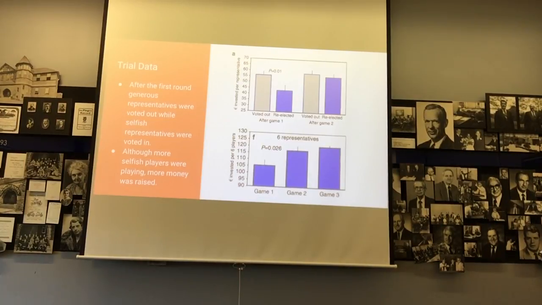After the second game, when more selfish players have been voted in, they reached their threshold, and they raised more money than the first game. So you don't have those generous players in the game anymore, or maybe some of them still are, maybe 1 or 2. But the majority of players in the game are now selfish compared to game 1, and they actually raised more money. And the same thing is true for game 3. And that was kind of the interesting takeaway from this one. Any questions?